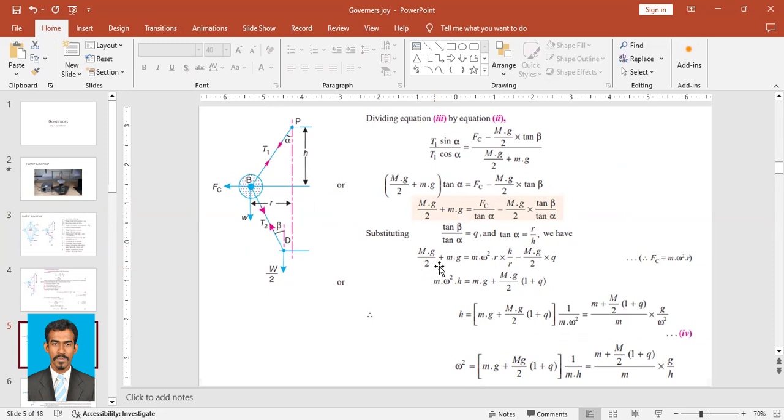So capital Mg by 2 plus mg equals, instead of Fc, I can write mr omega squared, right? Fc is equal to m r omega squared. So that is mr omega squared upon tan alpha, that is 1 upon tan alpha. We see tan alpha is equal to r upon h, so 1 upon tan alpha is h upon r. So mr omega squared into h upon r minus Mg by 2 into tan beta upon tan alpha. I told you it is considered as q, so that is q.